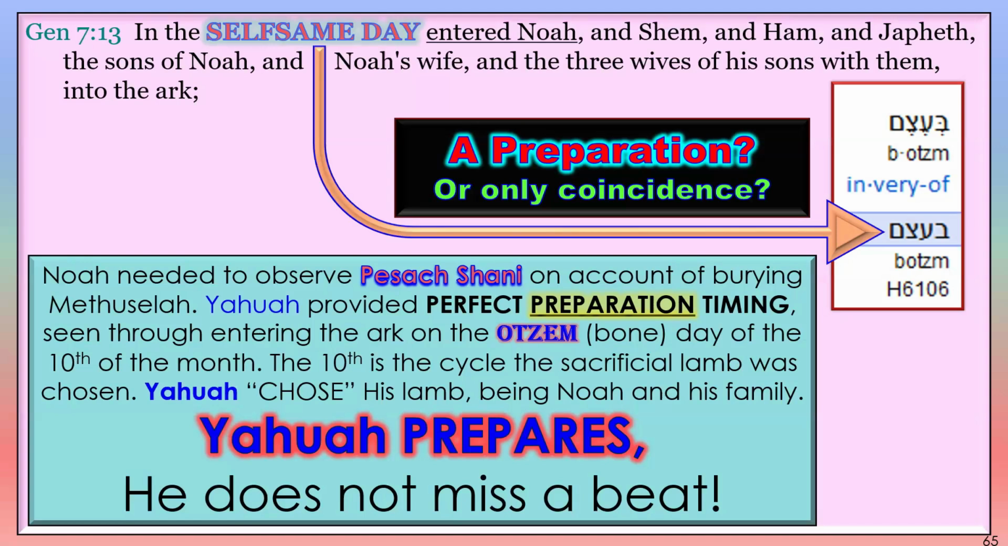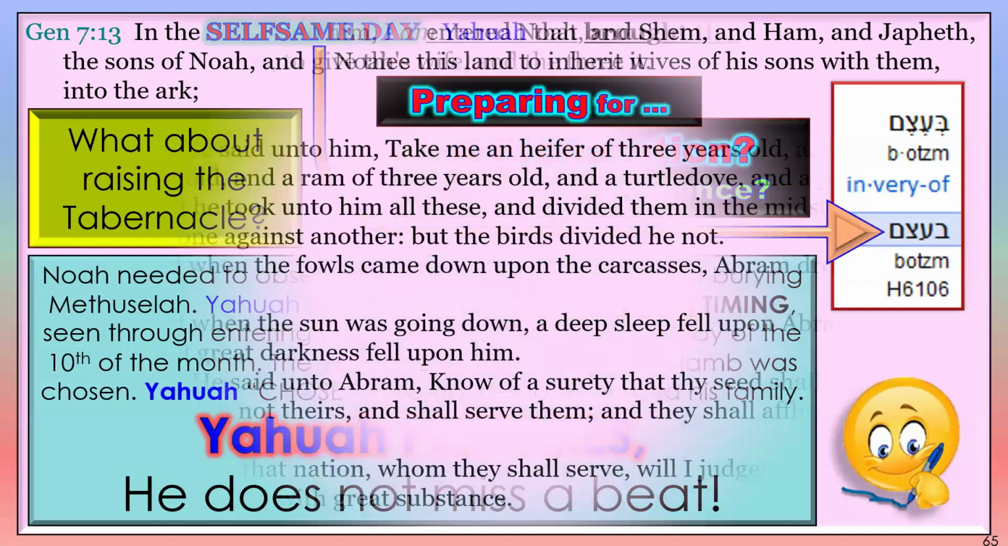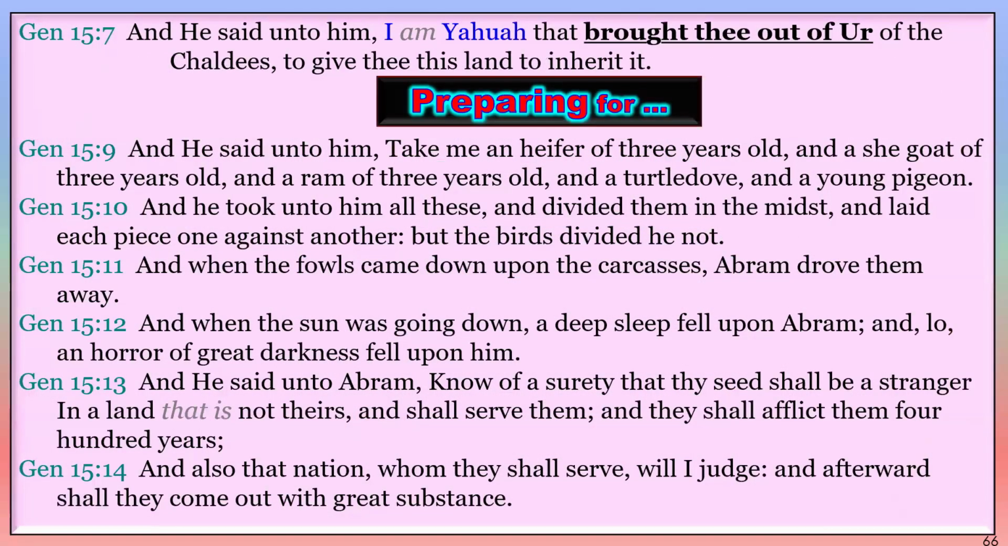Yahuwah prepared perfect preparation timing, seen through entering the ark on the Atzem, that's the bone, as in the bone structure, the foundational day of the 10th of the month. The 10th is the cycle the sacrificial lamb was chosen. Yahuwah chose his lamb, being Noah and his family. Yahuwah prepares. He does not miss a beat. So what about the raising of the tabernacle, Moshe? Let's read on. More patterns.